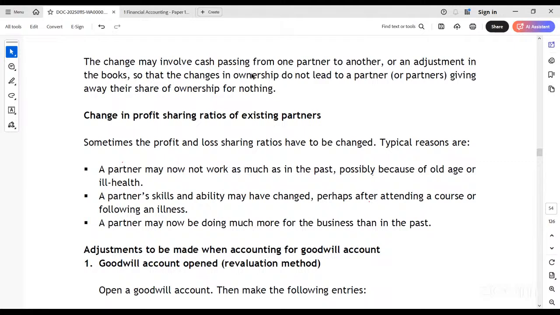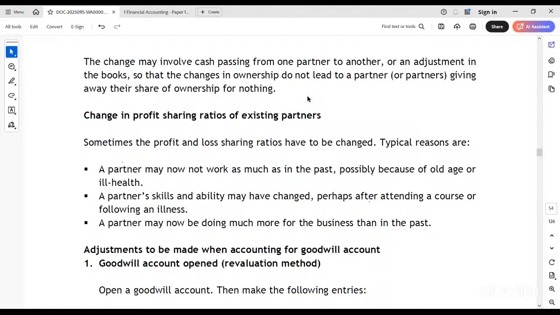The partner's skills and ability may have changed, perhaps after attending a course or following an illness. Now, assuming you've completed your degree, now you have more skills. You have skills in marketing, you have skills in IT, you have skills in accounting. Now, we see you as someone who is resourceful. So we can say, okay, let us alter our ratios because of that.